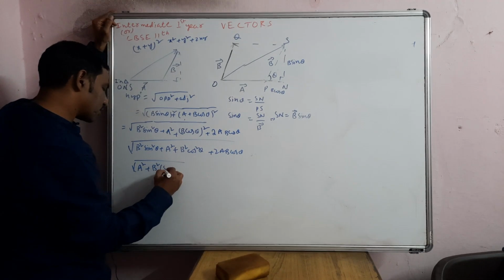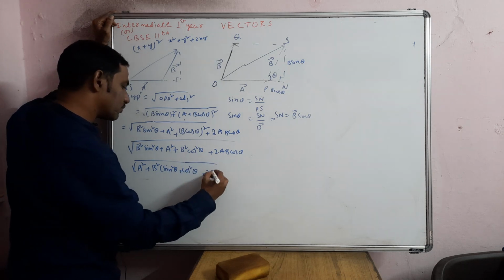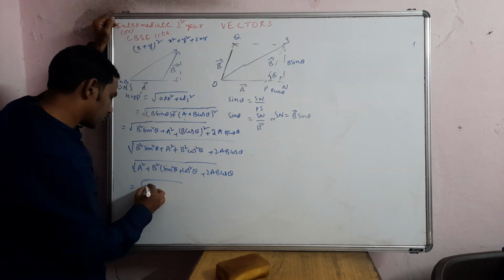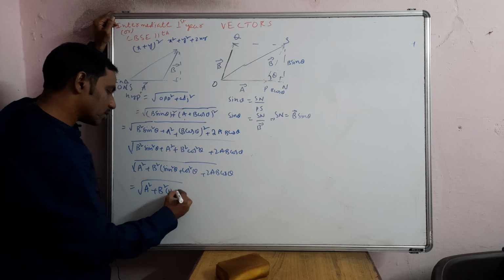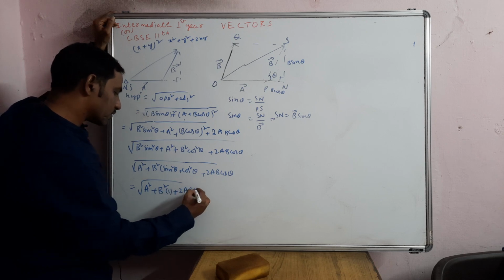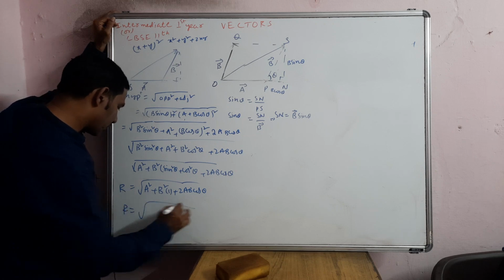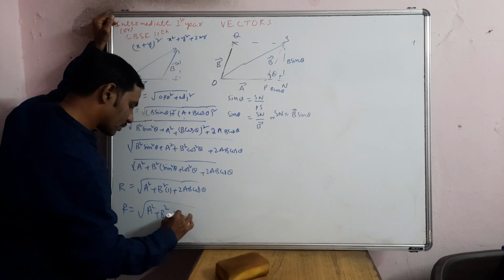Sin square theta plus cos square theta is 1. One formula is there that you remember. Sin square theta plus cos square theta is 1. So now based on this, you will get a square plus b square, and here into 1 means it is nothing but b square only, plus 2ab cos theta. So this you have to remember. So the resultant vector will be root of a square plus b square plus 2ab cos theta. Okay, this is the way.